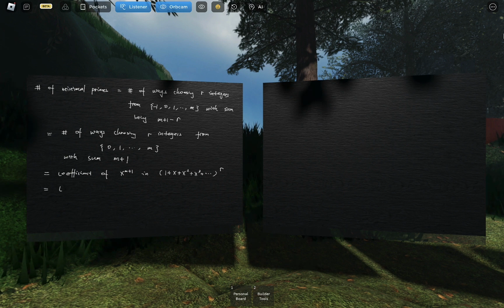And this is equal to the coefficient of this term in this, and using the generalized binomial coefficient, we can write this as this. So then the coefficient will just be n plus r choose n plus 1.